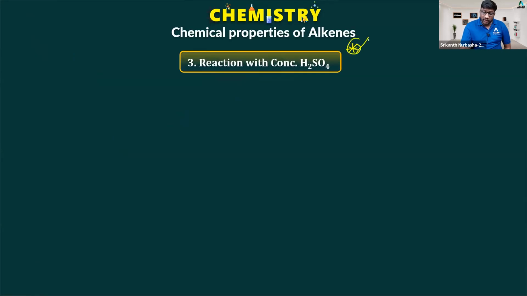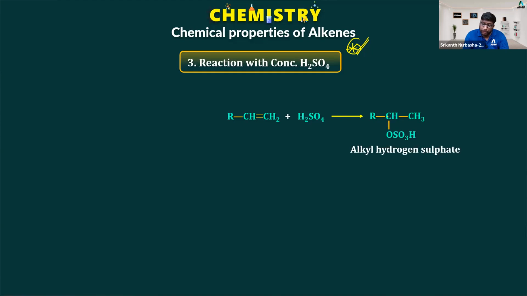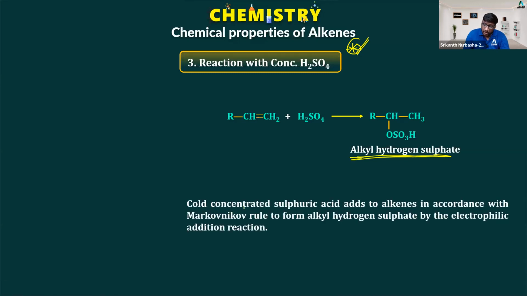Reaction with concentrated H2SO4, students. Dilute H2SO4 means you have to add water. Concentrated H2SO4 means what you have to do? RCH double bond CH2 with H2SO4 will form RCH with HSO4, that is OSO3H, added and CH3 as it is. Alkyl hydrogen sulfate is formed. Cold concentrated sulfuric acid adds to alkenes in accordance with the Markovnikov rule to form alkyl hydrogen sulfate by the electrophilic addition reaction. What happens?